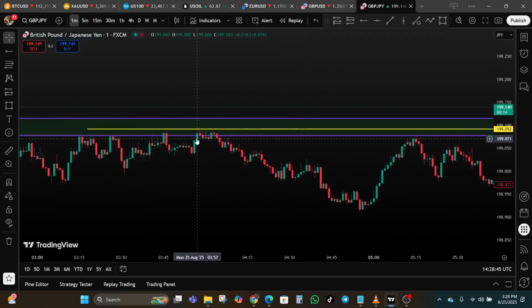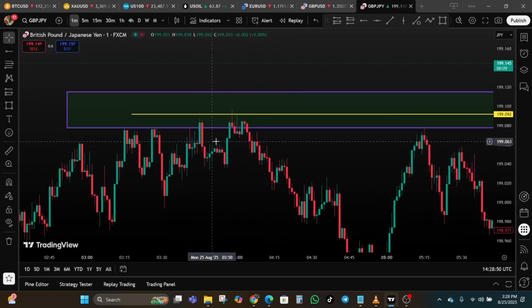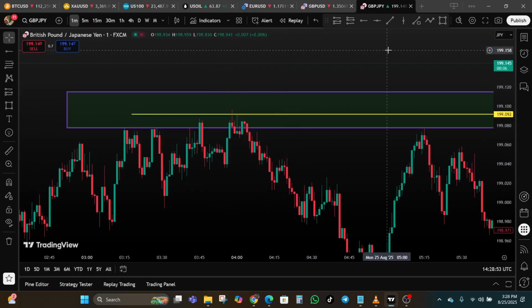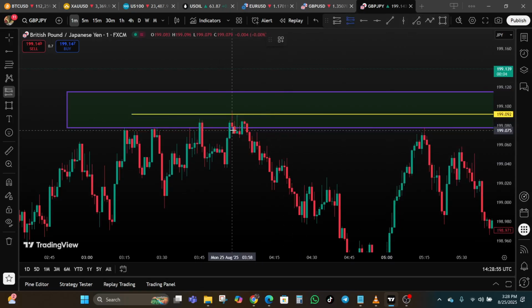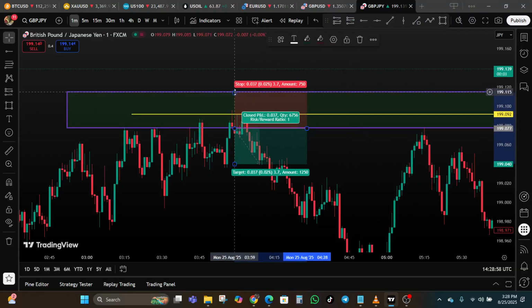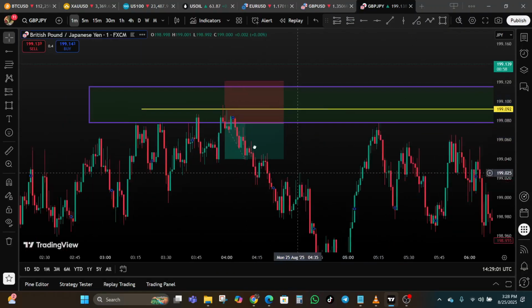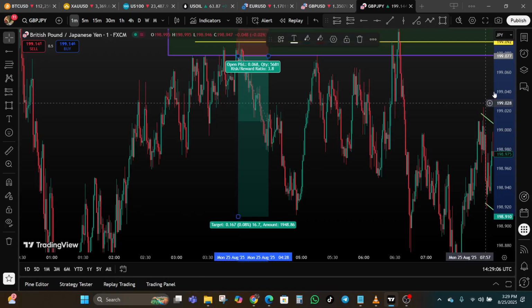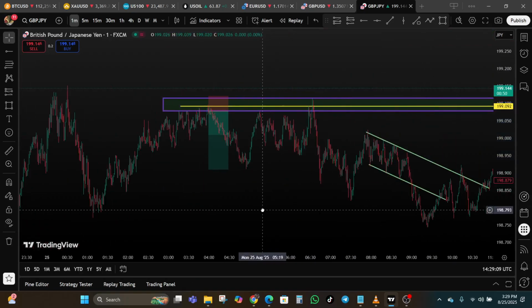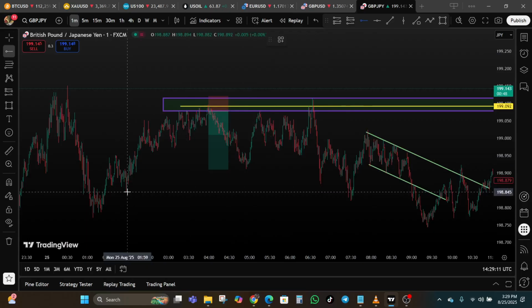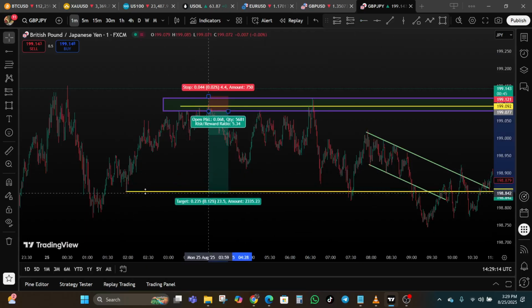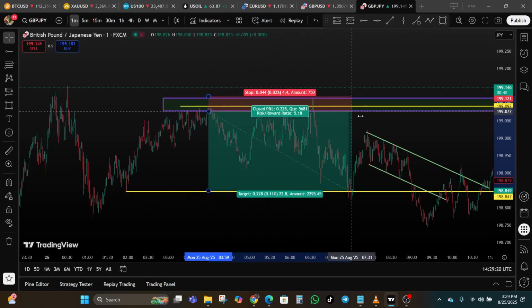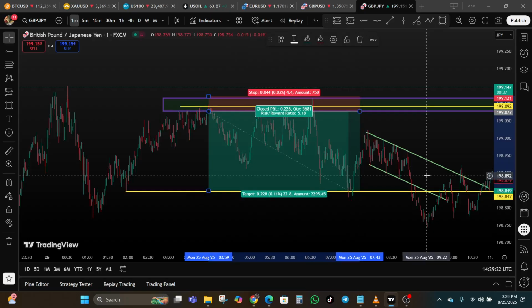For this particular example, you can see this rejection wick that we had here. If you look closely, you can see this bearish candle with the rejection wick here. So this would have been a good place to sell after that confirmation. Of course, your stop loss should be above the resistance zone. Then you can target a nearby support level or a nearby low for your take profit. That is for a sell trade.